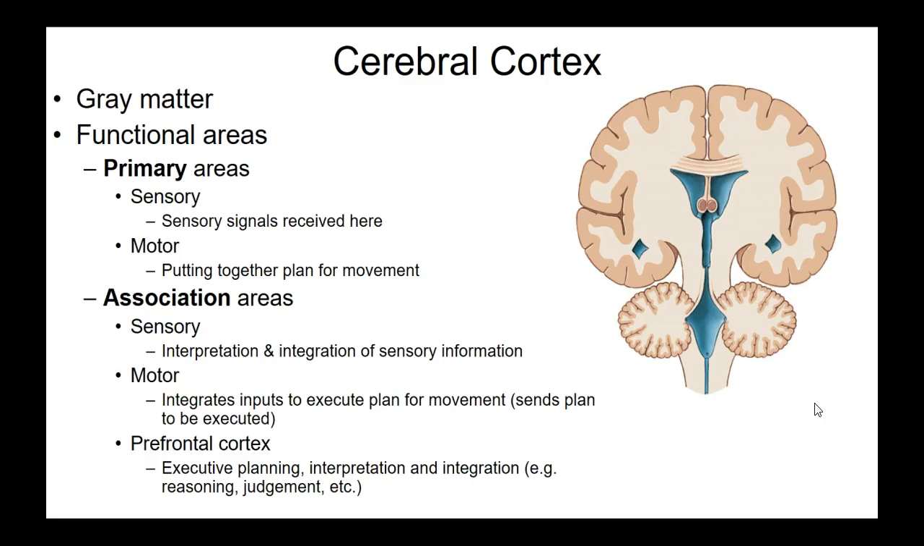Now we have a specialized area in our brains called the prefrontal cortex. That's the very anterior part of the frontal lobe. A lot of the functions associated with this part of the frontal lobe are largely termed executive function, meaning that they're involved with reasoning, judgment, and so forth.